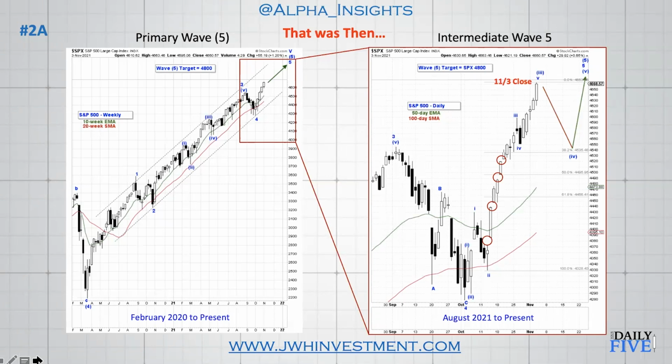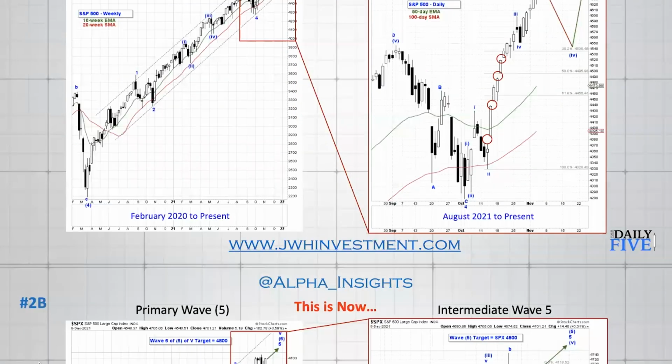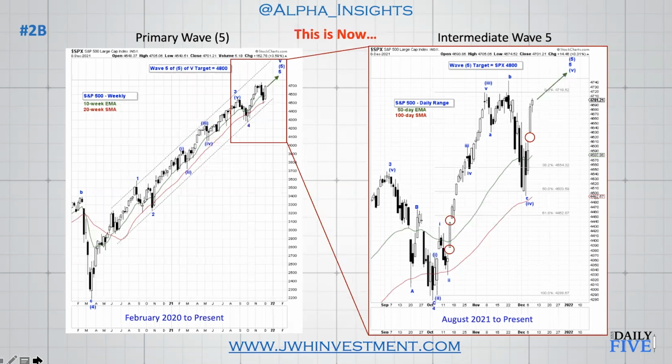And then we were looking for a pullback probably into around the 38.2% retracement level, and then another rally to new highs. So let's take a look at the next chart, chart 2B, and we'll see what actually happened. Indeed, we did get a pullback and a rally to a new high, and then a more substantial pullback, about 5.2%, I believe. And the entirety of that was a three-wave pullback.